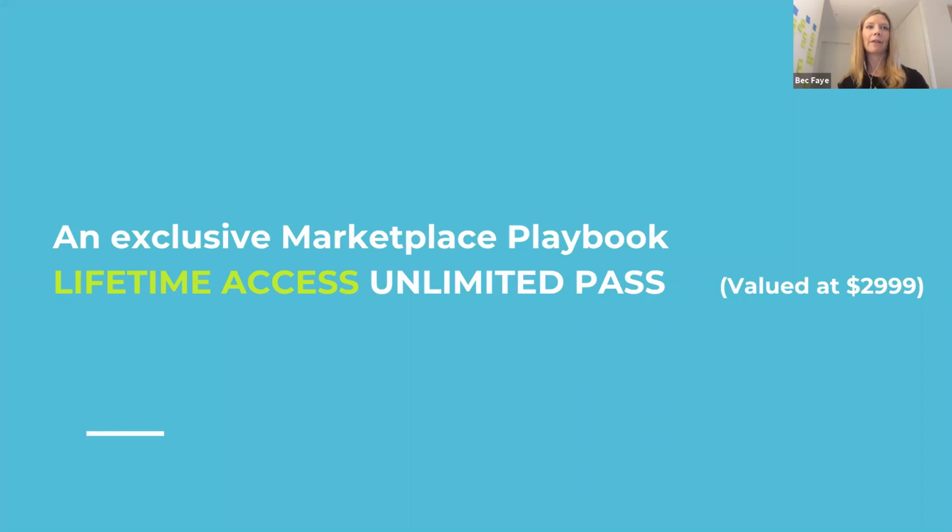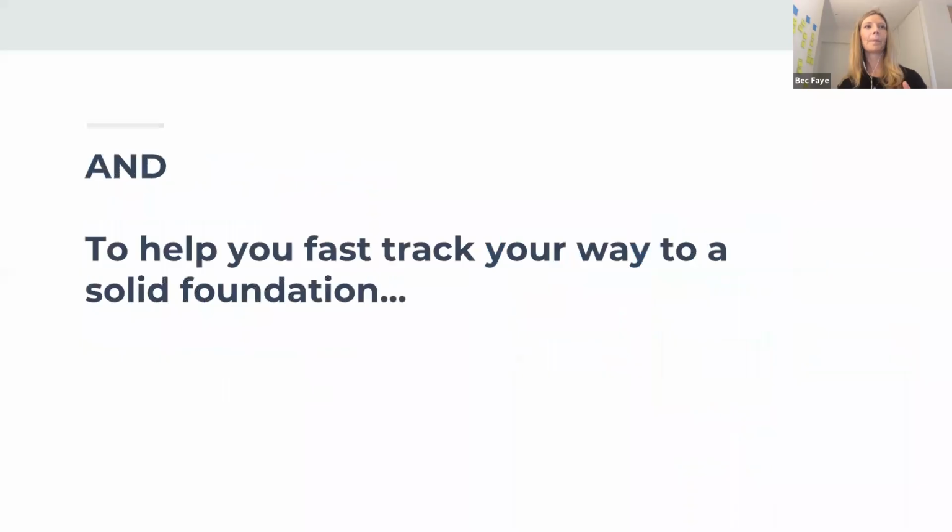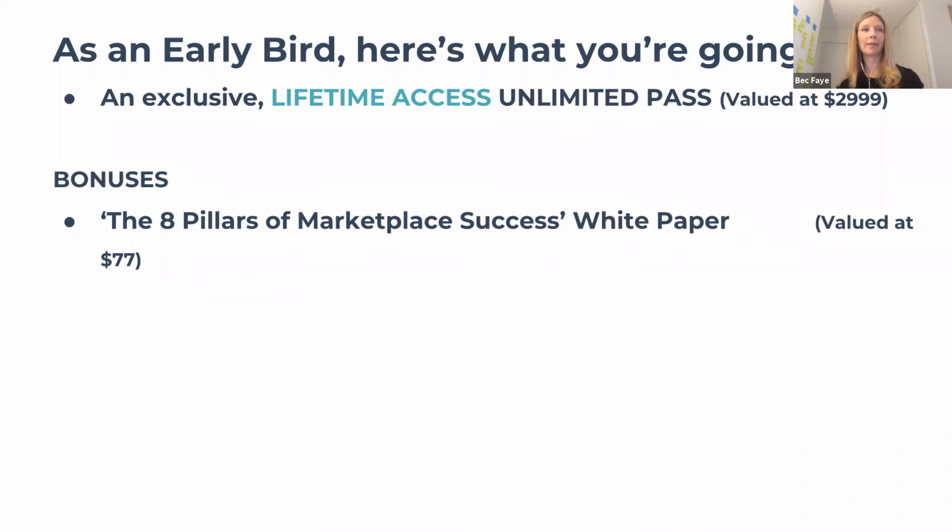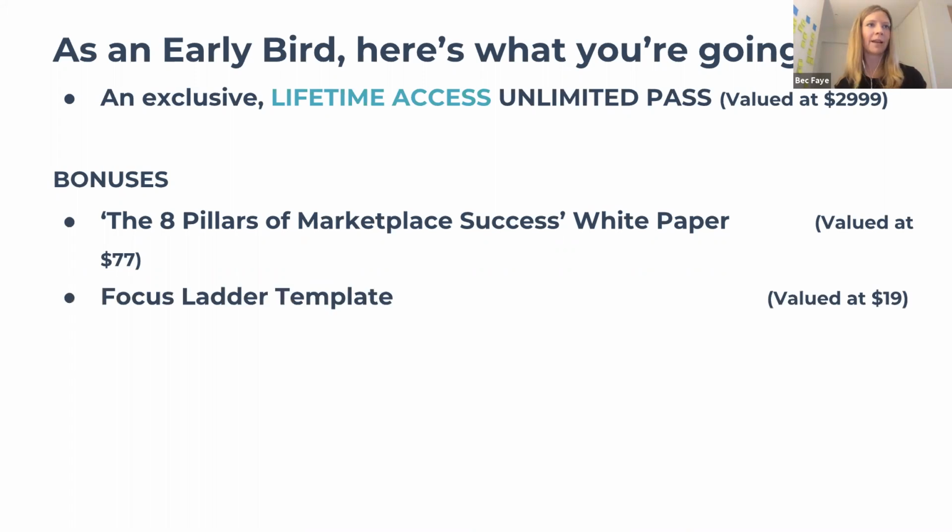So as I mentioned, lifetime access, the unlimited pass, and also included with the pass, which I'll tell you the pricing in a second, are things like the 8 Pillars of Marketplace Success white paper, which actually goes through everything I've covered today, plus a lot more in written format. You'll get a replay of the video from today as well. The focus ladder, which is a template that I created when I found that I was really struggling with where to focus with the wholesome dollar. It really allowed me to focus on the most critical aspect at any point in time. And I've now used that for multiple projects ever since then. It's the thing that I always come back to anytime I'm struggling.